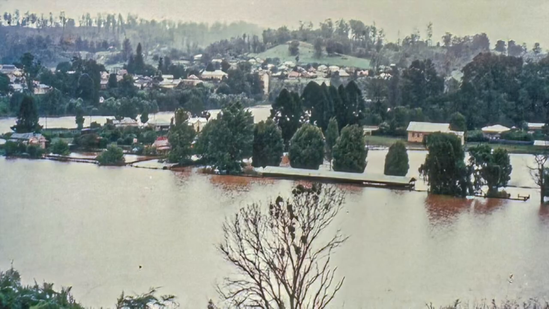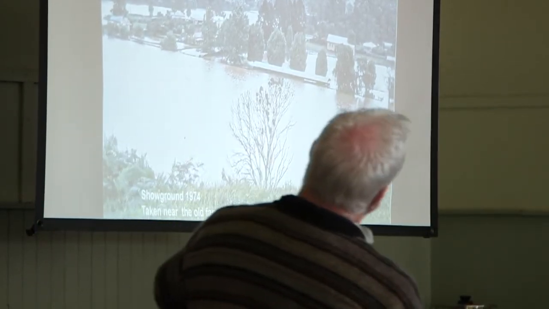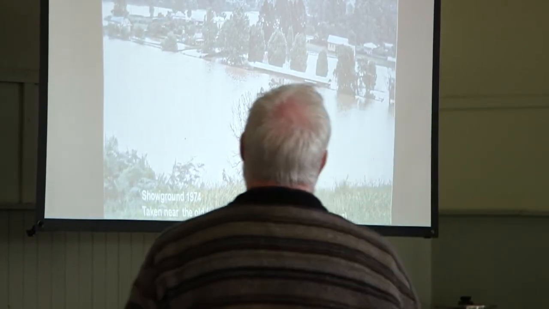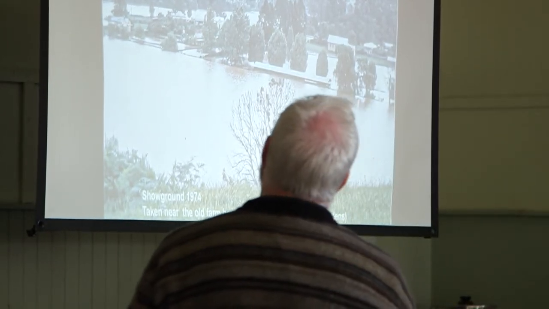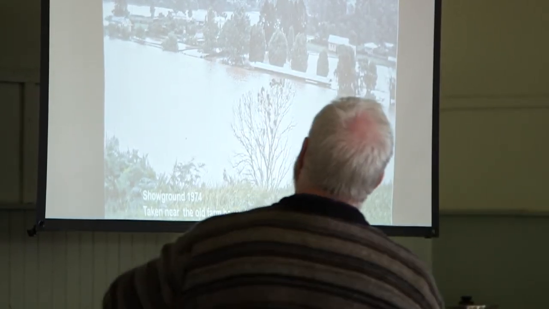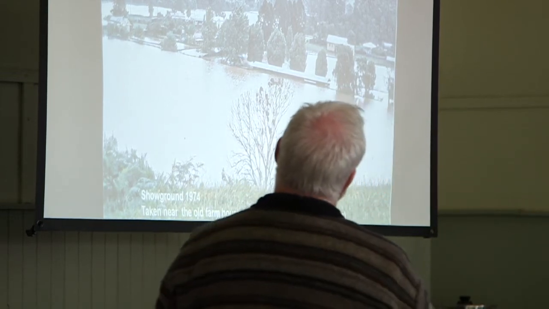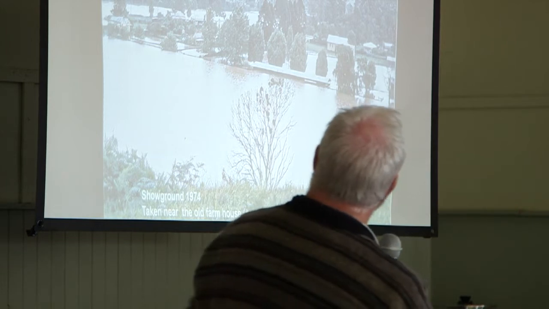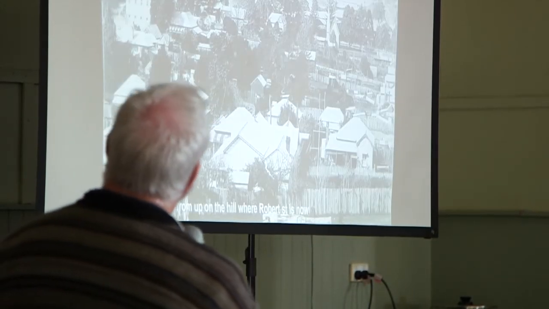So this is the 1974 flood. Now, one of the things with these photos is we actually don't know when they were taken, whether the flood water's still coming up or going down or it's at the peak. But it gives a very good idea of the inundation of the area. You can see the end of Black Street's under. You can see most of the showgrounds under, and it would have been over Hammond Street.